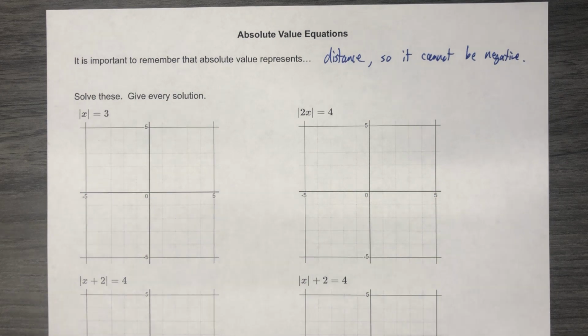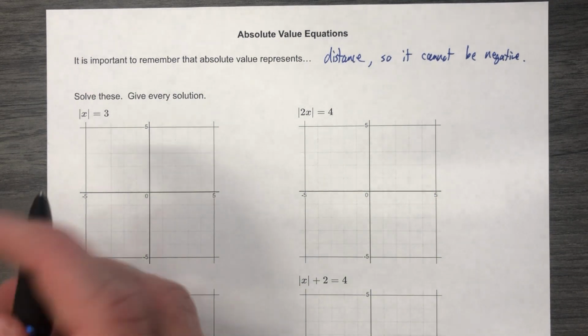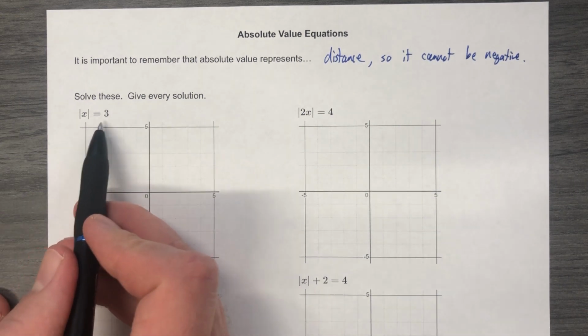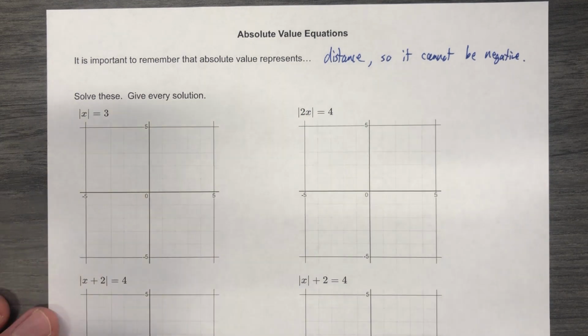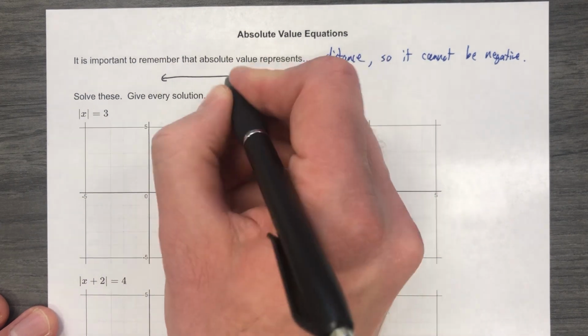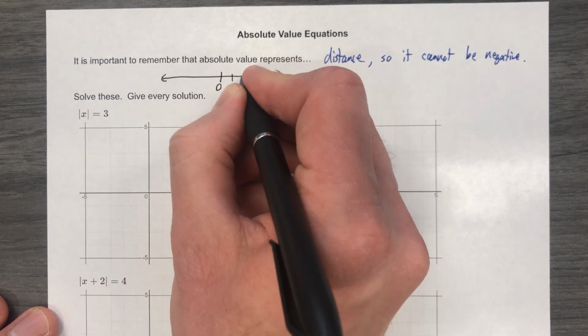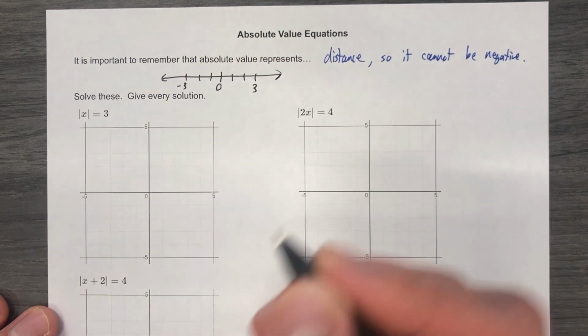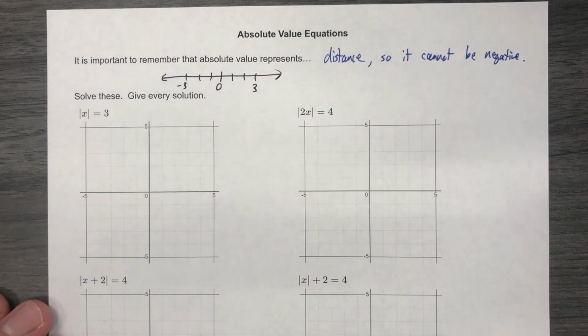So we're going to solve these. We're going to give every solution. So basically, I want to know all of the x values, all of the numbers that are 3 units away from 0 on a number line. You could think of this as like a number line. So here we go. Let's number line this thing. So there's 0, 1, 2, 3, 1, 2, 3, -3. And the answer is going to be fairly obvious.